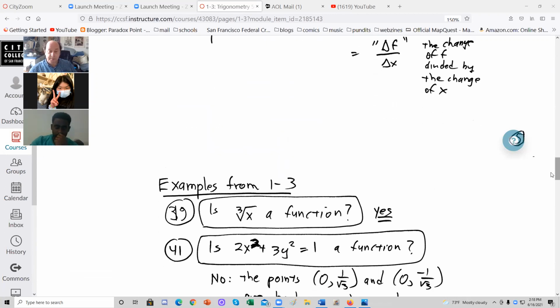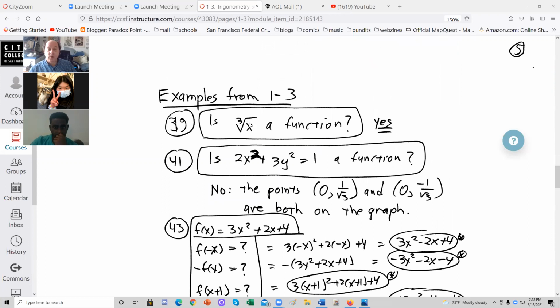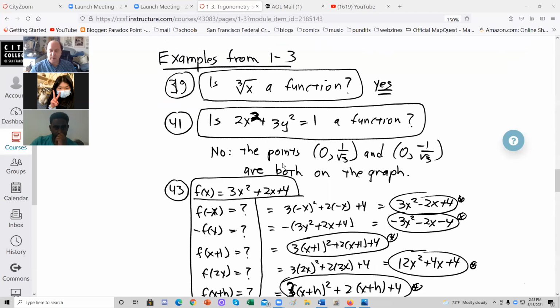So examples. Is the square root of x, cube root of x a function? Yes, for any x, a cube root is defined. Is 2x squared plus 3x plus 1 a function? No, it is not, because (0, 1 over root 3) and (0, negative 1 over root 3) are both on the graph. So there's a value of x for which 2 values of y apply. So not a function graph.